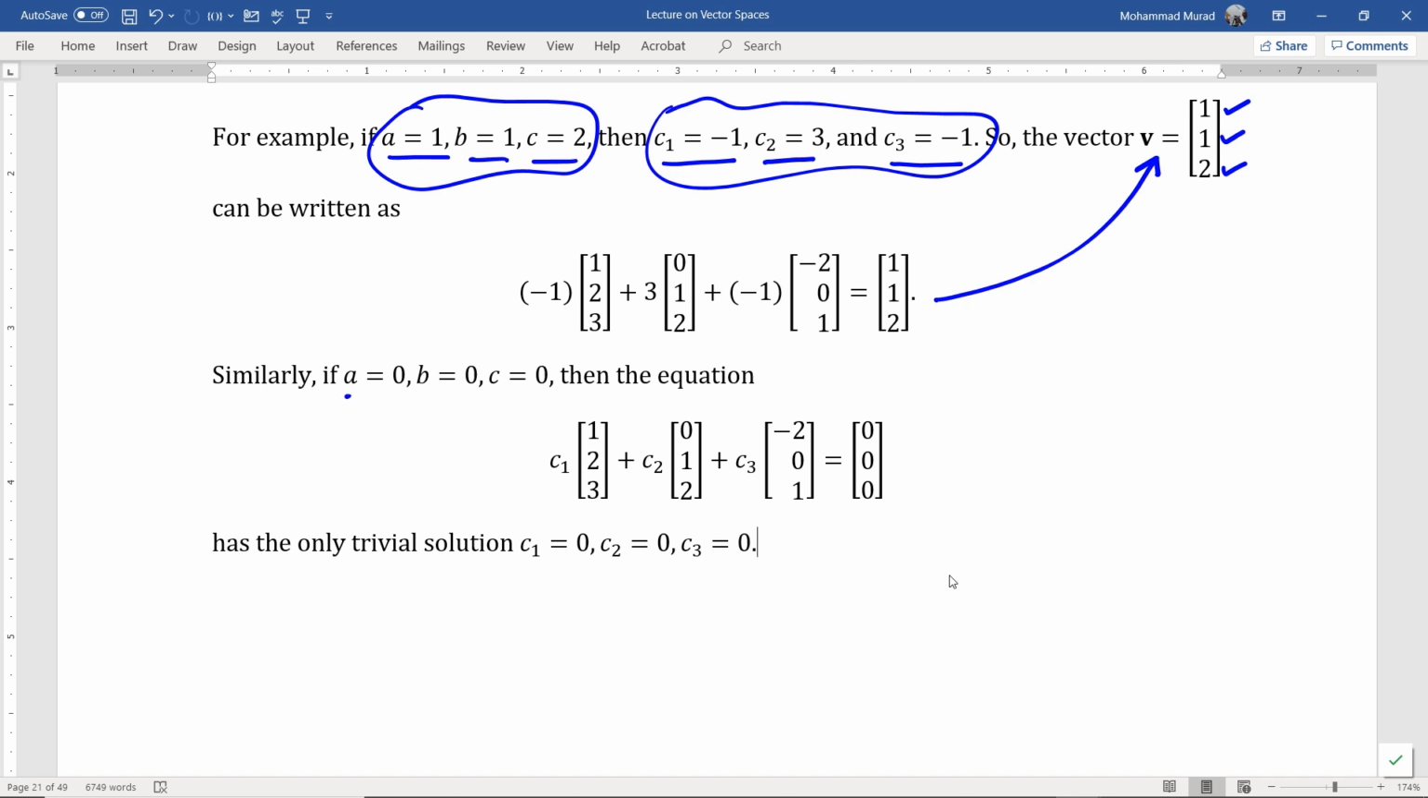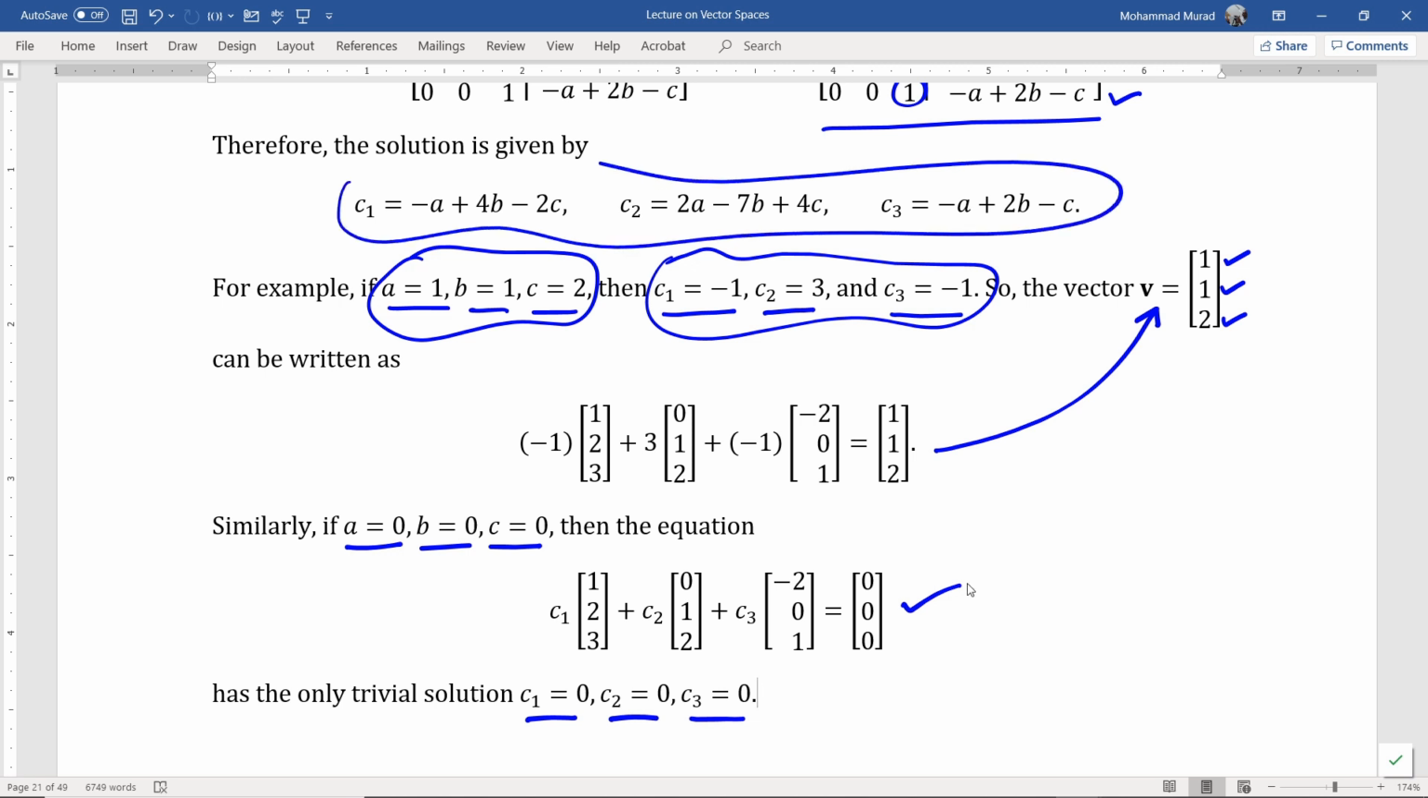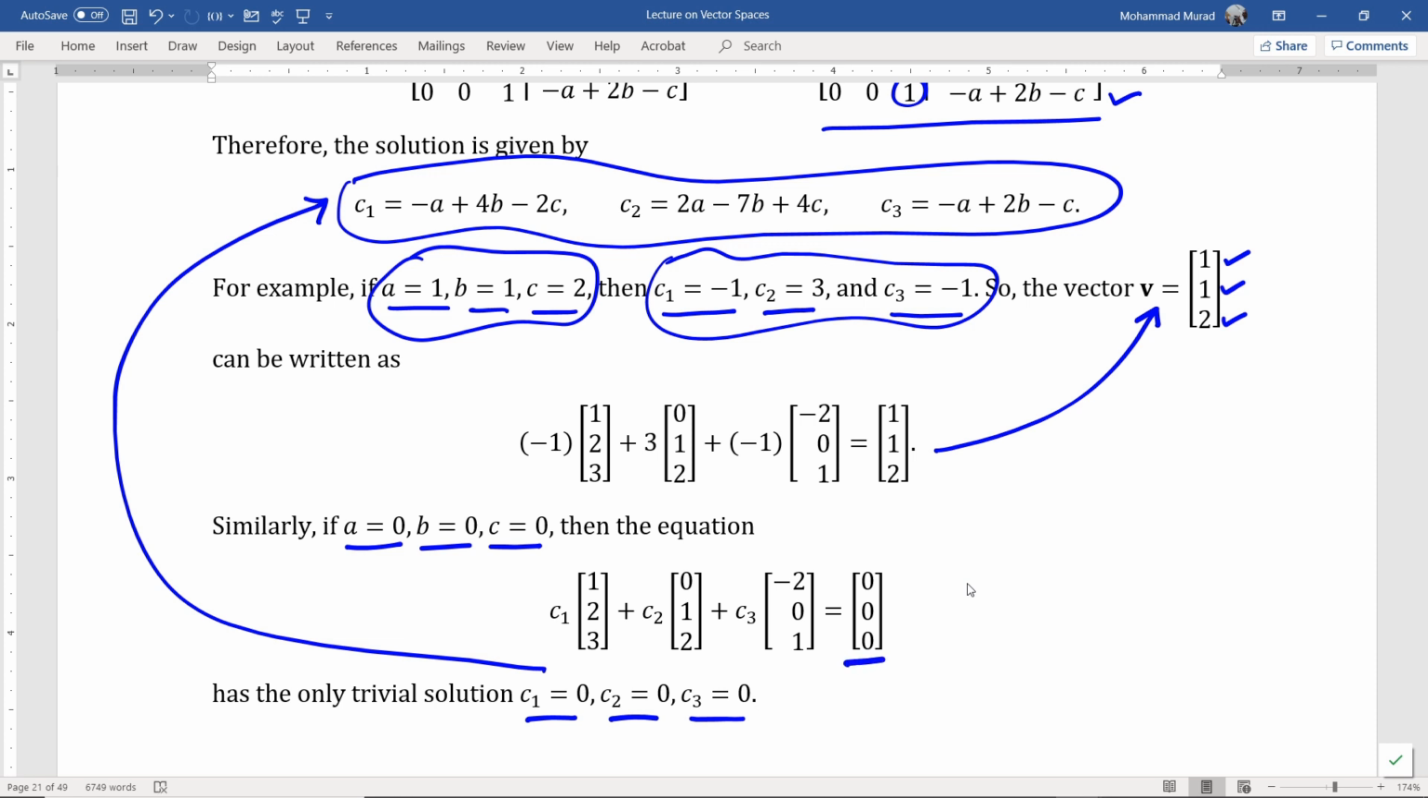Similarly, if a equals 0, b equals 0, and c equals 0, then the equation has only the trivial solution, namely c1 equals 0, c2 equals 0, and c3 equals 0, obtained by using these three equations. Therefore, the vector with components 0, 0, 0, namely the zero vector, can be written as a linear combination of the vectors v1, v2, and v3 with c1 equals 0, c2 equals 0, and c3 equals 0.